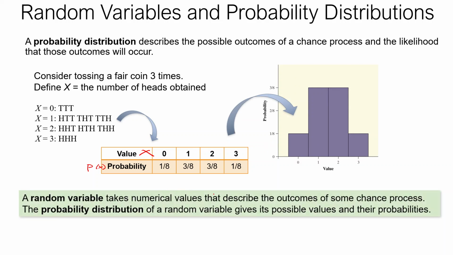A random variable takes numerical values that describe the outcome of some chance process. The probability distribution of a random variable gives its possible values and their probabilities. So here's all the possible values it could be and all of their probabilities.